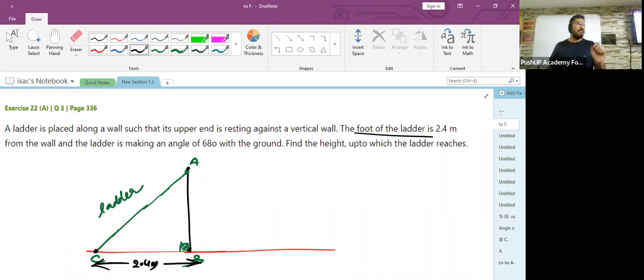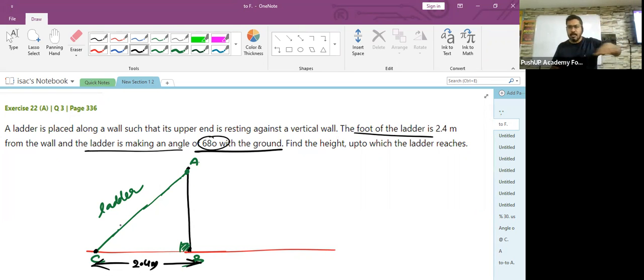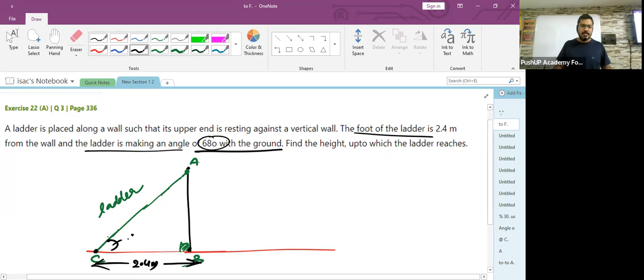Yeah. So the distance from the foot of the ladder to the wall is what? 2.4 meters. So I can say CB is equal to 2.4. Now, the ladder is making an angle of 68 degrees with the ground. Children, where is the ladder? AC. Where is the ground? BC. So the angle formed between the ladder AC and the ground BC is equal to how much? 68 degrees. Okay. They are asking you, find the height up to which the ladder reaches.